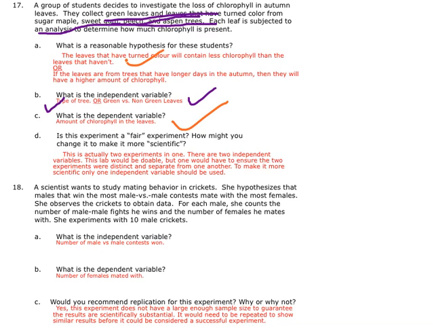Now, is the experiment a fair experiment? How might you change it to make it more scientific? Well, we talked about it in class. Generally speaking, you only have one independent variable and you measure one dependent variable. There are exceptions to that, and what you have to decide is if you think this experiment would work the way it's listed, or if it might be better to separate the two experiments and do them separately. Not really a wrong answer here, I just want you to think about it.